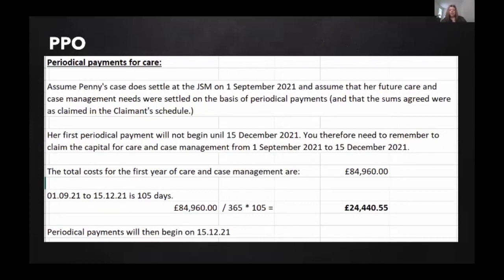Penny's case settles on the 1st of September 2021. It's 105 days until she will receive her first periodical payment. The amount she needs for care and case management in the first year is £89,960. So if you divide this by 365, that tells you the daily cost, and then multiply it by 105 to show that Penny will need £24,440 as a lump sum for her agency care to tie her over until the periodical payments begin in December.